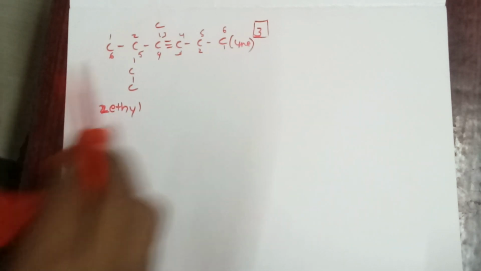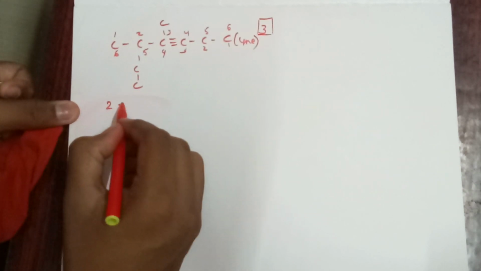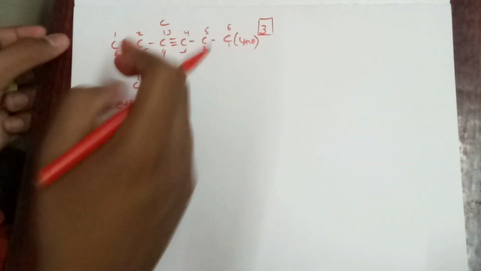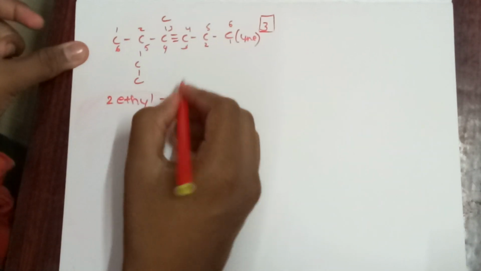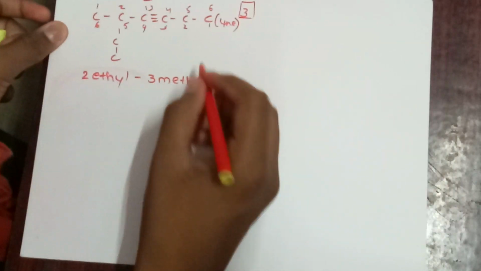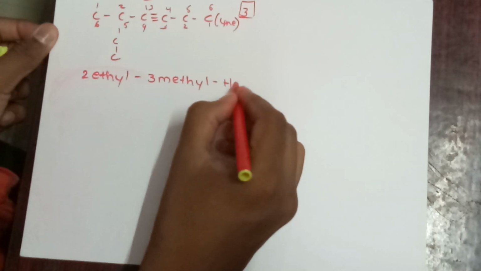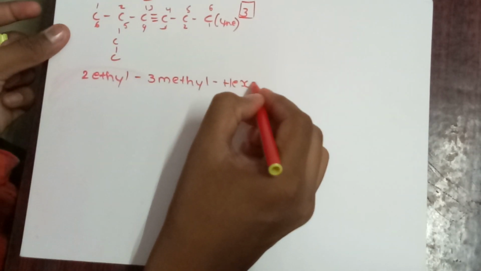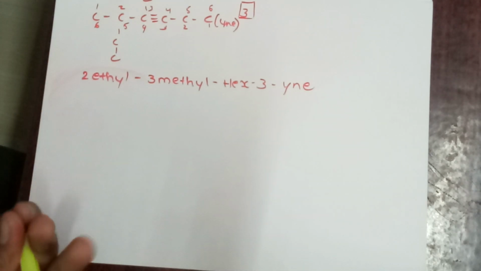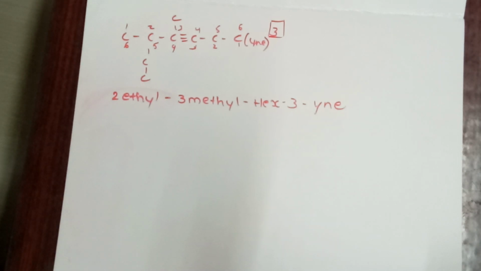So finally that is 2 ethyl. 2 is because it is the location of this ethyl. Then we have another carbon branch, that is 3 methyl. Now we don't have any prefix, so we can go to the root word directly. Hex, and the number of bond is 3. Ine, completed. This is very simple and you should just understand.